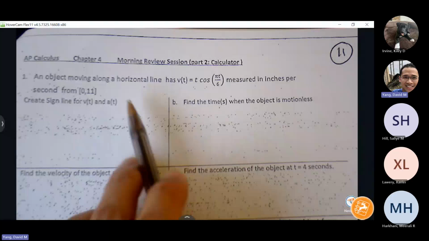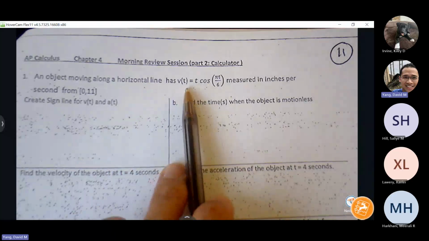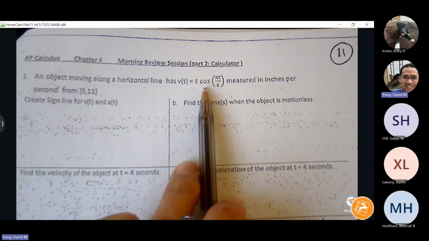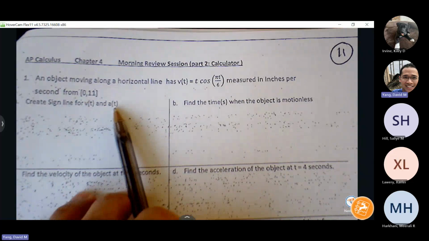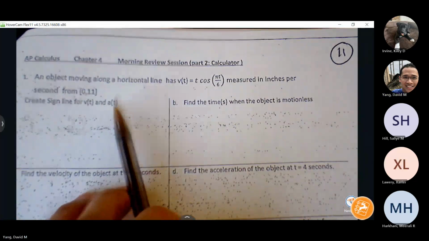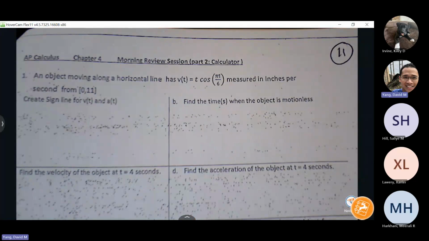Okay, so an object moves along a horizontal line, has a velocity function. We always want to use variable x in the calculator, measured in inches per second from 0 to 11. Okay, so let's first graph this, and then we can create a sign line for velocity and acceleration. Basically, an f prime and an f double prime sign line.